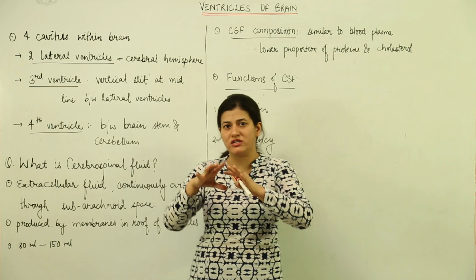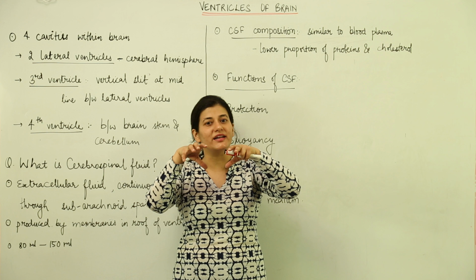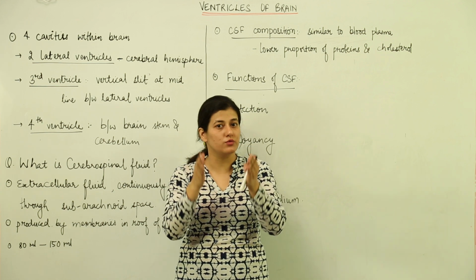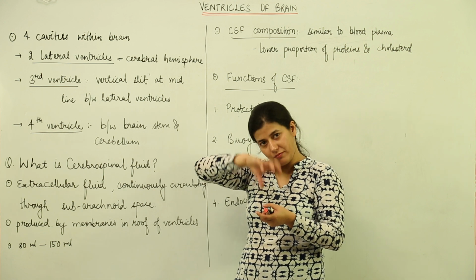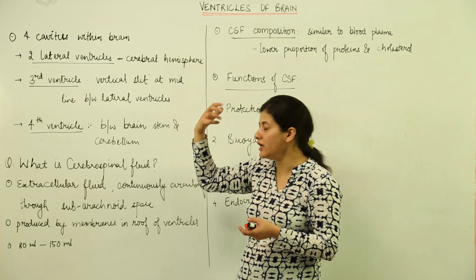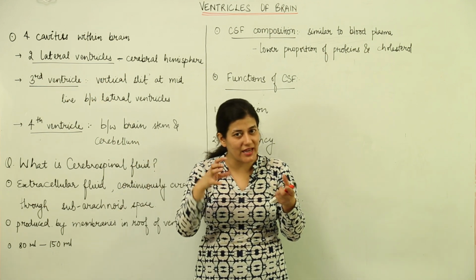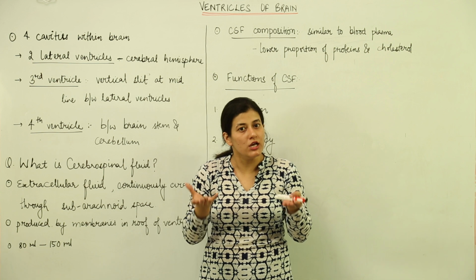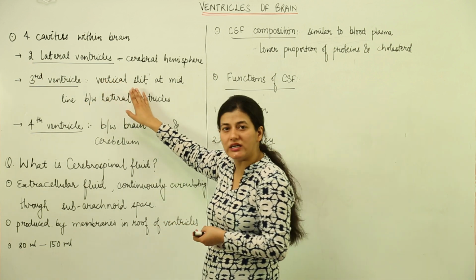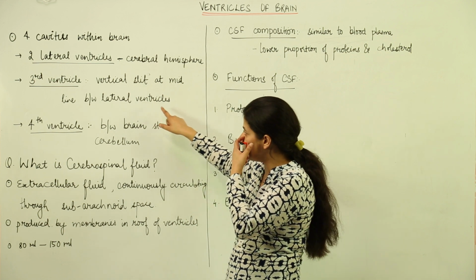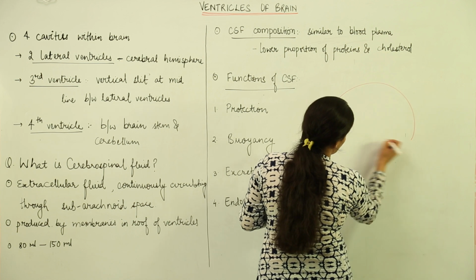Now, the brain is a somewhat spherical structure, so you can make out that there are 2 lateral ventricles present in the cerebral hemispheres, which house the cerebrum, basically the frontal part of the brain. They would be the hollow cavities inside which the cerebrum would be located. Then there would be a third ventricle, present as a vertical slit at the midline between the 2 lateral ventricles.